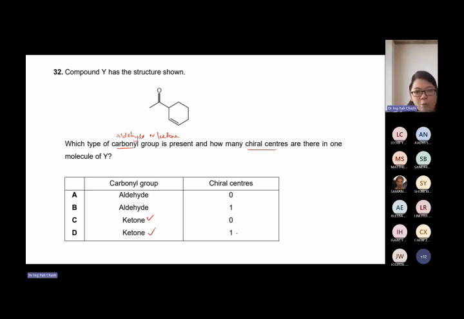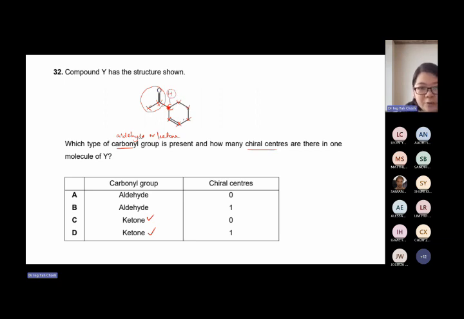So there's only 0 or 1 chiral center. A carbon that has a double bond is not a chiral center. A carbon that is bonded to 2 hydrogens or 3 hydrogens is not a chiral center. So that only leaves us 1 carbon to check. This carbon is bonded to one group, and there's another H here, so 2 different groups.